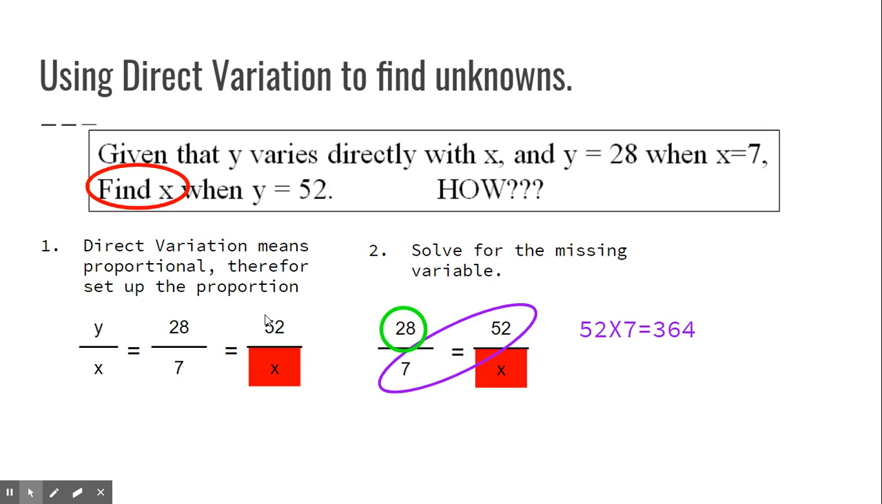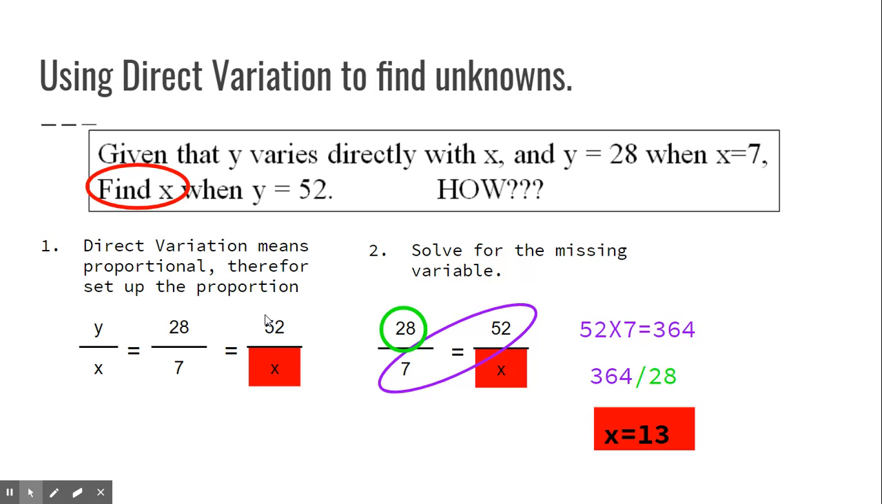So 364 divided by 28. And that is going to give us that value. x equals 13. So you're going to follow the same exact steps when trying to find an unknown variable in direct variation.